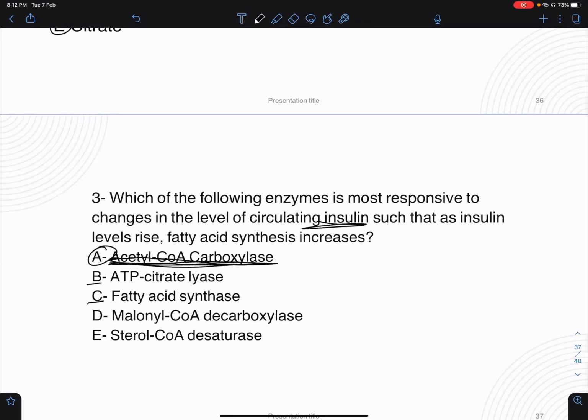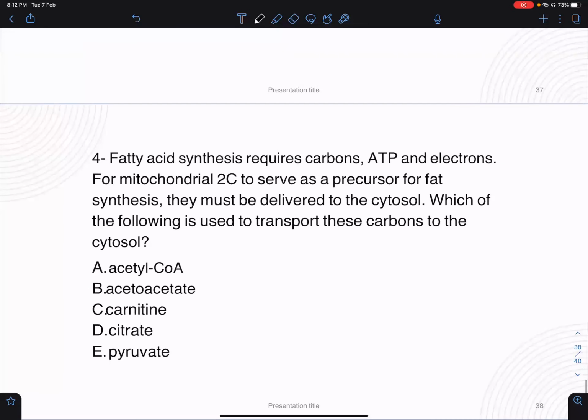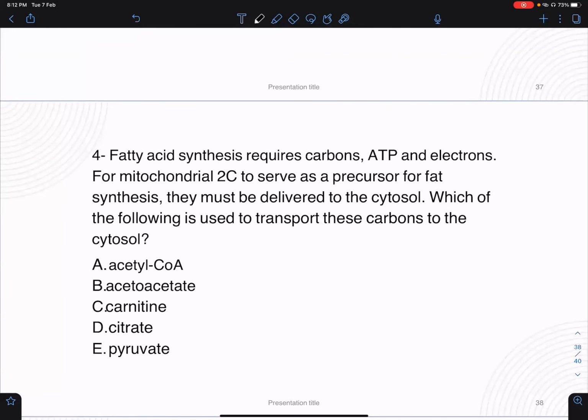Number 4, fatty acid synthesis requires electrons, ATP, and carbons. For mitochondrial carbons to serve as a precursor for fat synthesis, they must be delivered to the cytosol. Which of the following is used to transport these carbons to the cytosol? Citrate. Yes, exactly. So this is an AJ question. It was in his lecture.